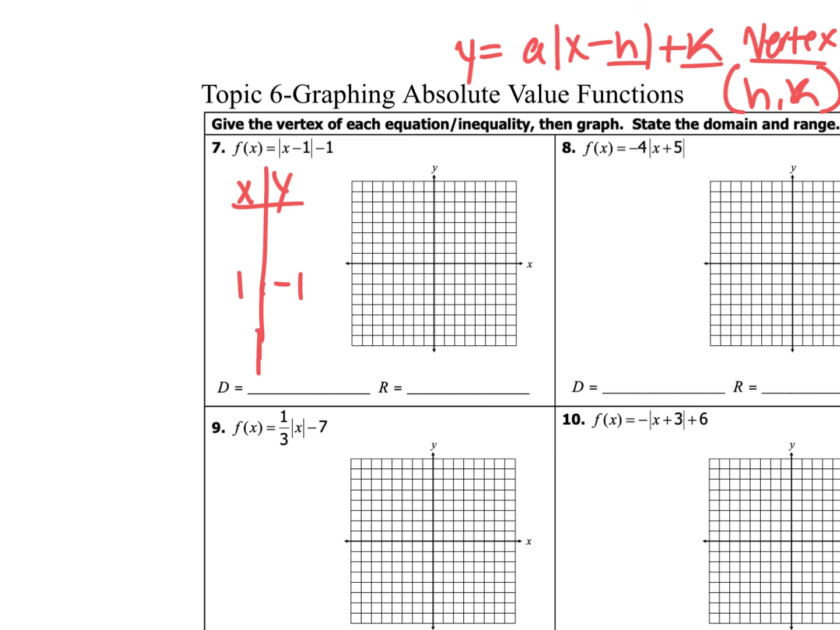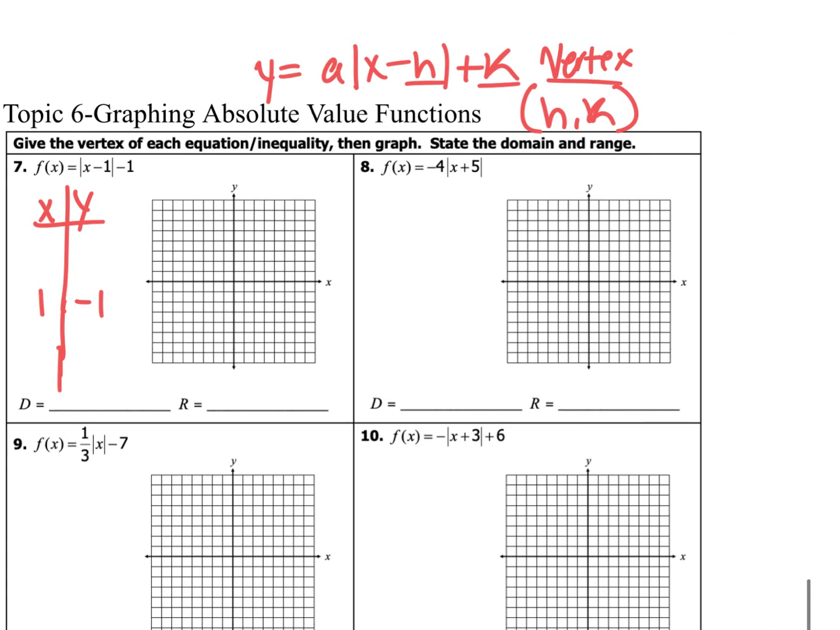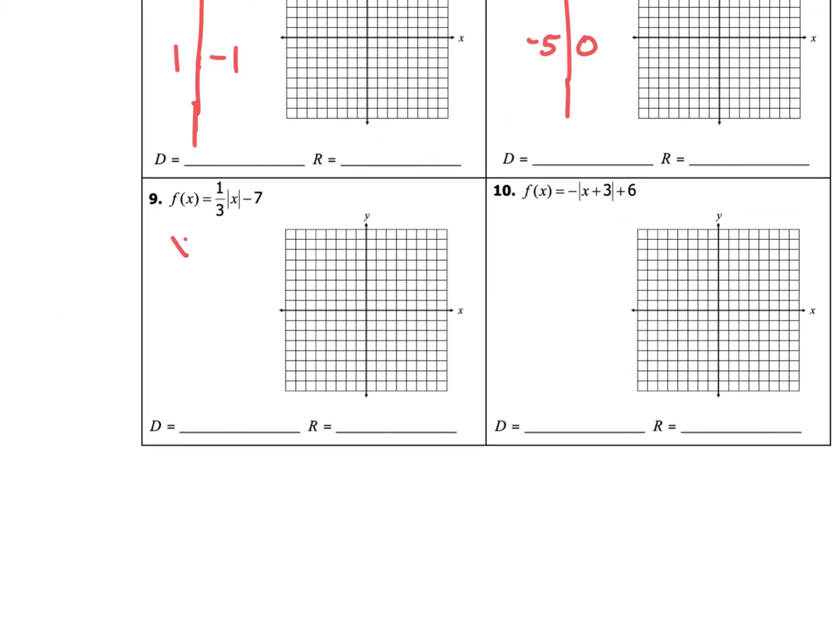And I'm going to put that in the middle of my table. The vertex for number 8, oops, didn't mean to make that so long, is going to be negative 5, 0, because there's no k. The vertex for number 9 is going to be 0, negative 7, because there's no h. And the vertex for number 10 is going to be negative 3, positive 6. Remember, the h value always changes, okay?